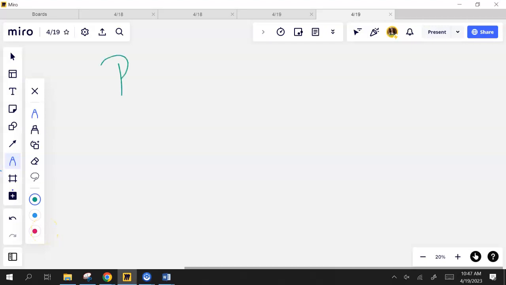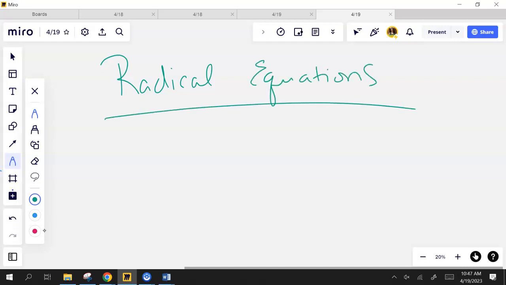We're getting close to the end of the unit. We are getting close to the test. What's today? Wednesday? Maybe Friday.